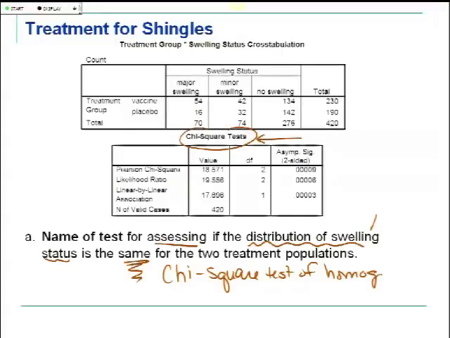The way the question's asked here tells you that. Also, by the design of the study, you have two treatment populations, independent samples from each, because of the randomization. You're measuring one variable, the response is their swelling status, major, minor, or none, and you want to know if the model for that discrete categorical variable is the same for your two populations. So it's a chi-square test of homogeneity.